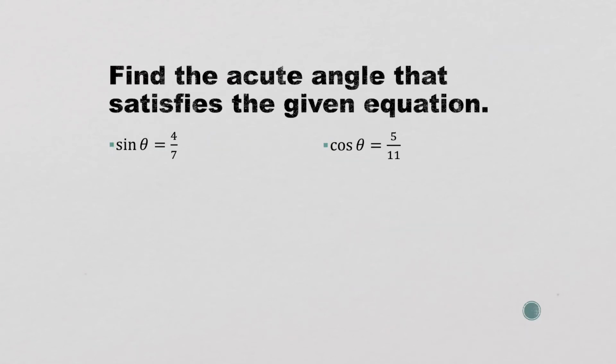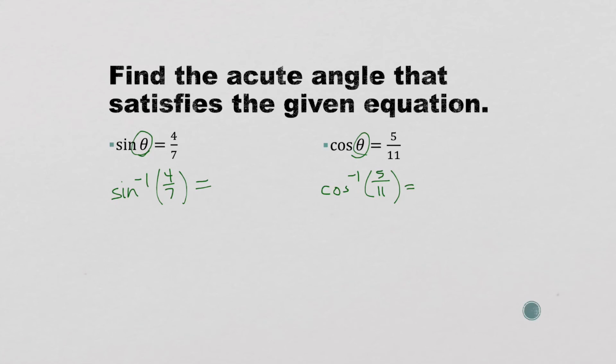Next, find the acute angle that satisfies the given equation. So now, I have a ratio. I want to know how big is my angle. What's my theta? In order to undo those, I use the inverse functions. So I do the inverse sine of 4/7 in my calculator, and it's going to tell me theta. Or I do the inverse cosine of 5 over 11, and it's going to give me theta in this case.